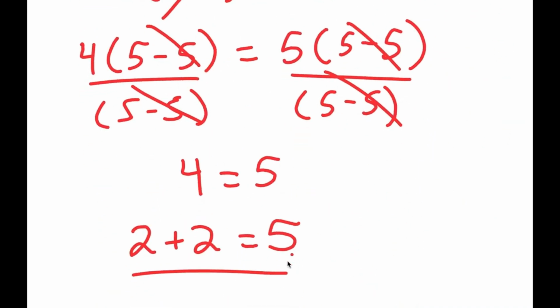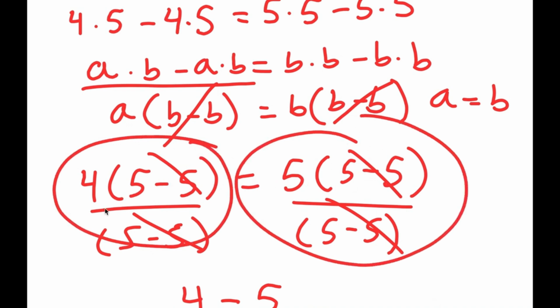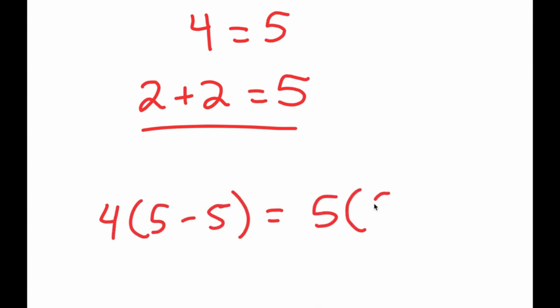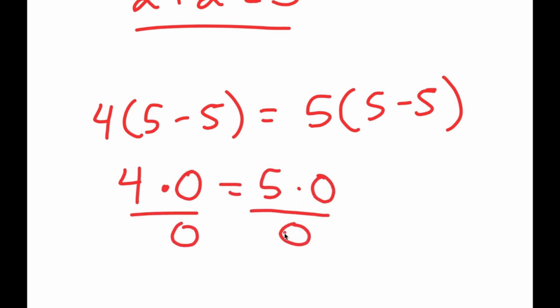So the error is actually right here in this step where I divided both sides by 5 minus 5. So let me write this right here. I have 4 times 5 minus 5 is equal to 5 times 5 minus 5, right? Well, instead of just going on and dividing both sides by 5 minus 5, what is 5 minus 5? 5 minus 5 is equal to 0, right? So this is basically 4 times 0 is equal to 5 times 0. And then now, if I try to divide both sides by 0, well, 0 divided by 0, that is not equal to 1. 0 divided by 0, that's indeterminate.